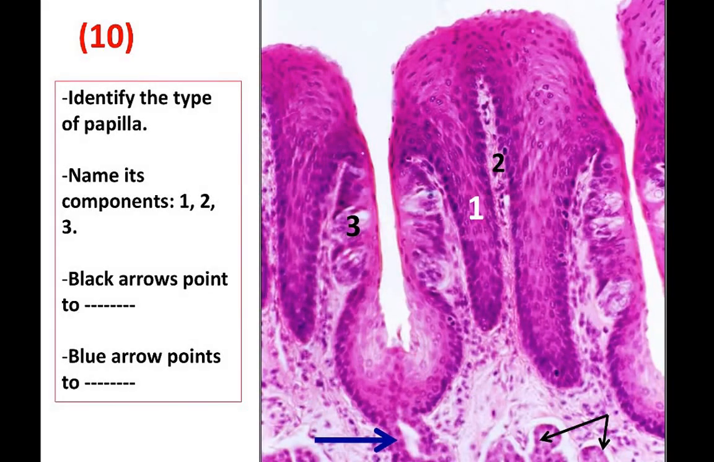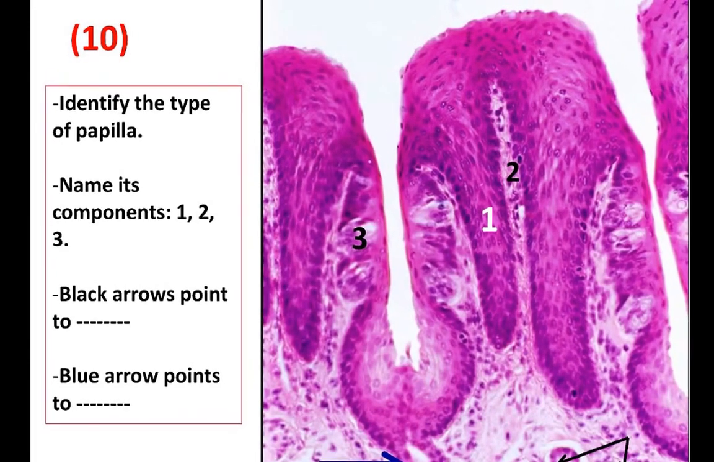Slide 10, here we have identified the type of the papilla. Here these are rectangles with the parallel ridges. Here it is the papilla foliata. Number 1 is the epithelium. Number 2 is the connective tissue. Number 3 is the taste buds. The black arrow, these are the serous glands. The blue arrow is the duct of the gland. Here we mention serous glands. We don't mention the name von Ebner. It is serous glands. The von Ebner is only mentioned with the circumvallate papillae.